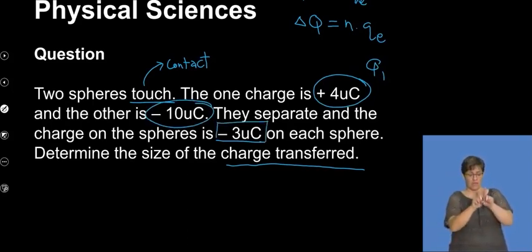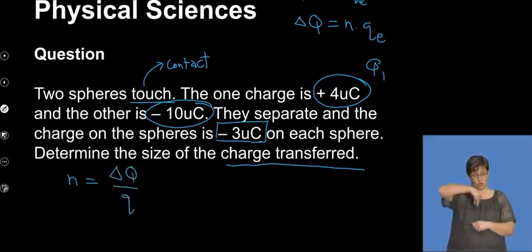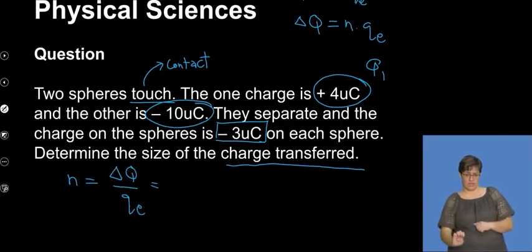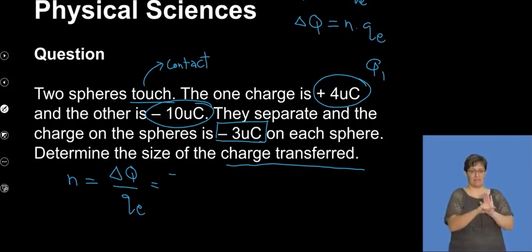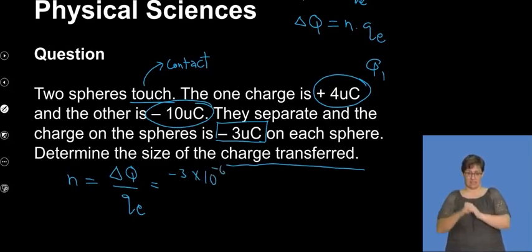This is after separation. So what are we saying here? The number of electrons, which is the actual charge transferred, is equal to delta Q over the elementary charge. Now, let's use for argument's sake Q2. Finally, Q2 is -3 times 10 exponent -6. This is the final, because change is final minus initial. The initial charge was -10, so it's minus -10 times 10 exponent -6.